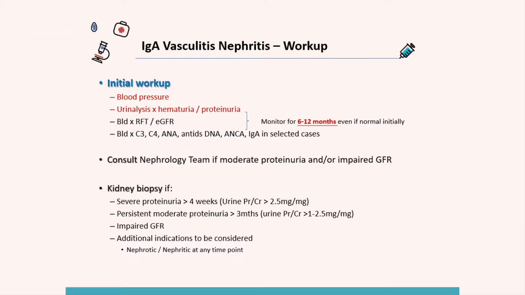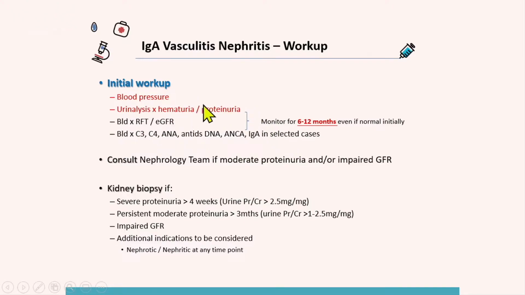At the service level, what do we do as part of the workup when we see a patient with suspected IgAVN? Well, I would think the most important thing is to look at the patient first. Is the patient having high blood pressure? How's the urine doing, hematuria and proteinuria?